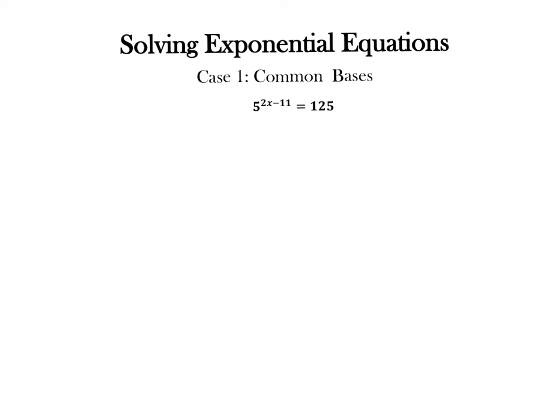All right, next scenario. Here we're still dealing with common bases. Now notice that this 5 and the 125 don't look similar at first, but I can always change a number to an exponent if I know how to manipulate it. Now I know that this right here is also expressed as 5 to the third power, because 5 times 5 is 25, and 25 times 5 is 125.